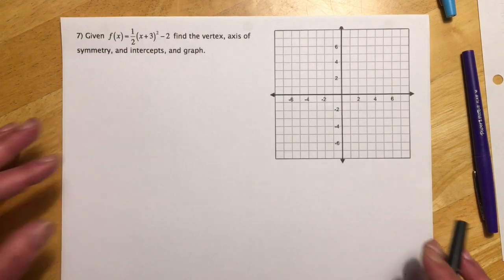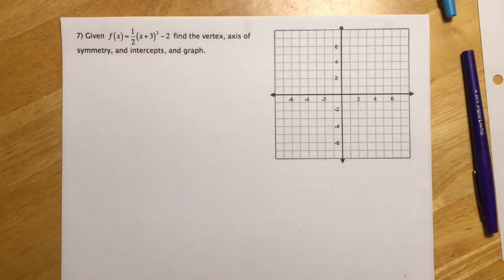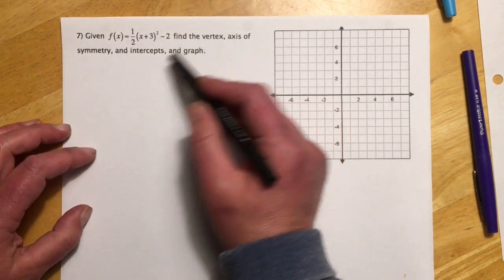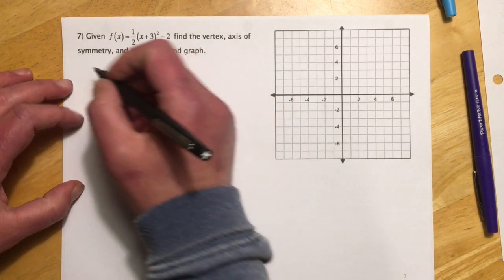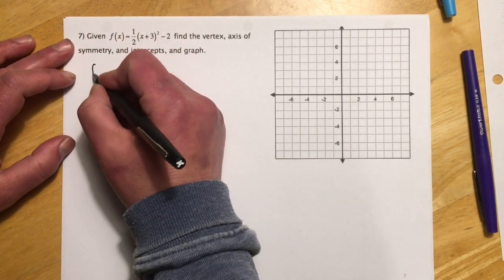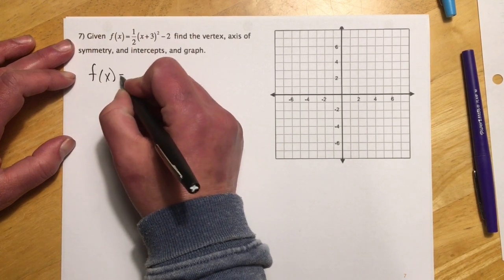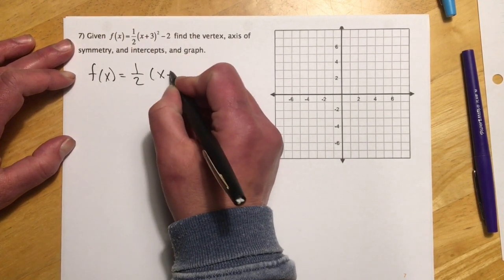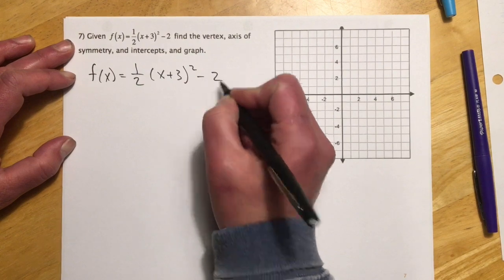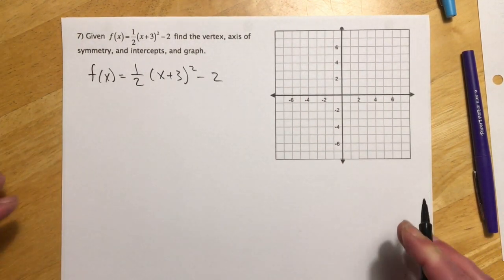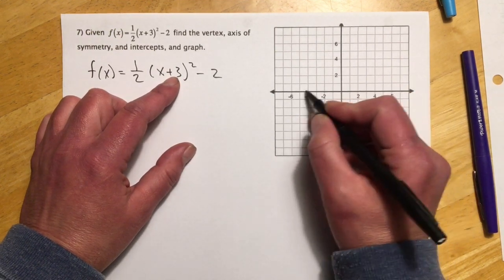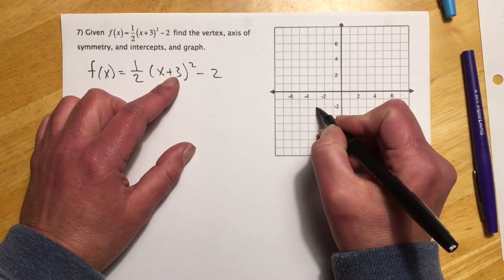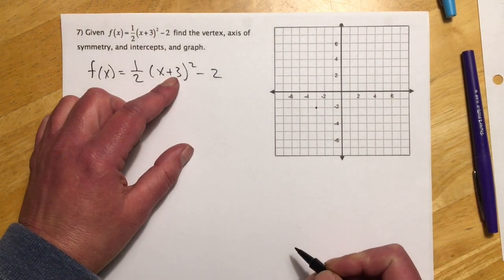So for this first example, we're given the formula in vertex form, and we're asked to find the vertex, axis of symmetry, intercepts, and graph. Okay, so I'm just going to write this down here. f of x equals 1/2 (x plus 3) quantity squared minus 2. So if we think about this the way that we saw in 1.5, it would go left 3 and then down 2. And that would be my starting point on the graph.